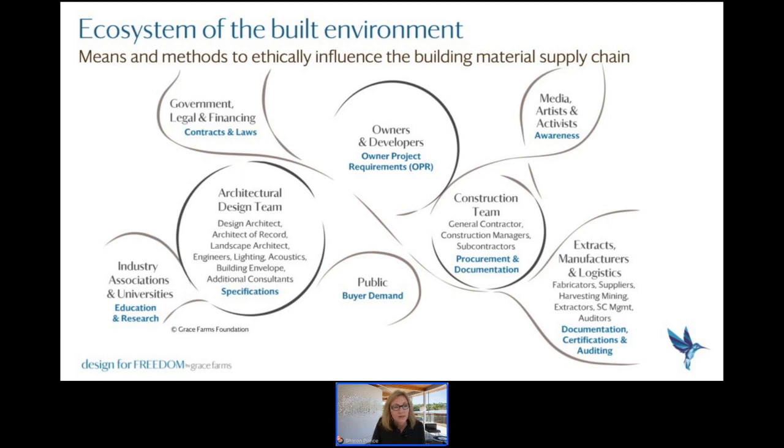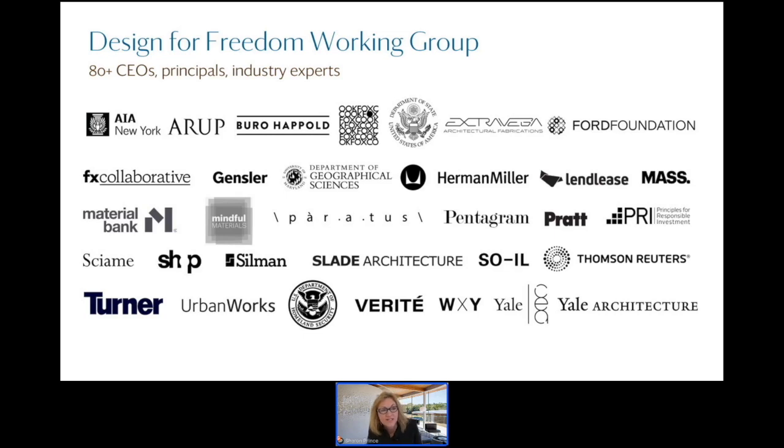And I'll show you the toolkit that you can use to start to implement some of these strategies. Now, the Design for Freedom Working Group, I mentioned, has been really working together with leaders of industry, their CEOs, principals, industry experts, because we need to be able to make quick decisions. The level of urgency is actually very apparent. You can see Material Bank here as part of the working group. Thank you, Rebecca, for putting us together, as well as Buro Happold, Yale University, and then you can see the expanse of some of the institutions that we're working with.